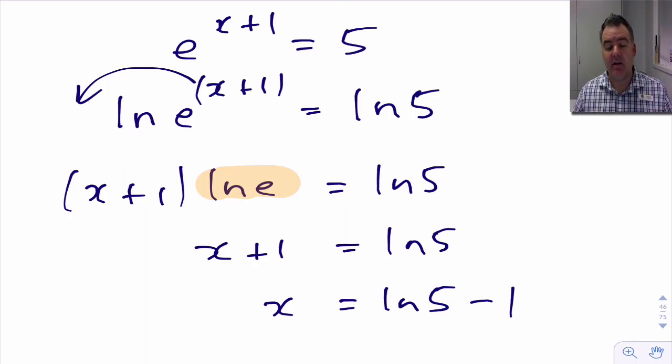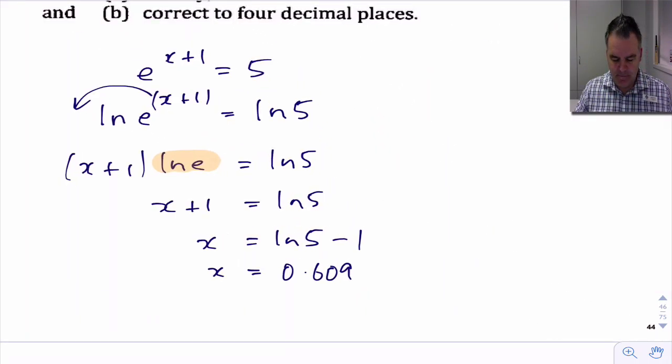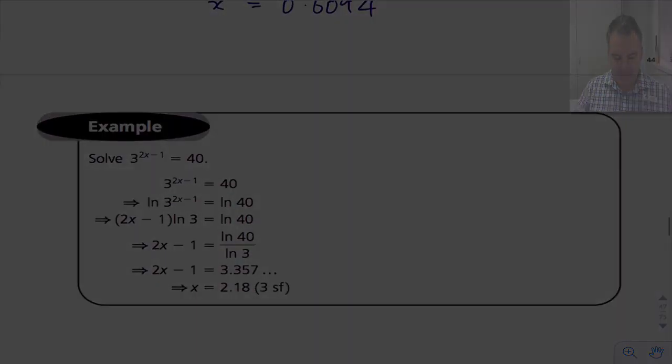So you could leave it exactly like that as an exact value, ln 5 minus 1, or you could get your calculator out. So this time I'm using the natural log button, ln 5, and subtracting 1. So it gives me 0.609 to 3 decimal places, or to 3 sig figs. 4 decimal places would be 0.6094. There we go.